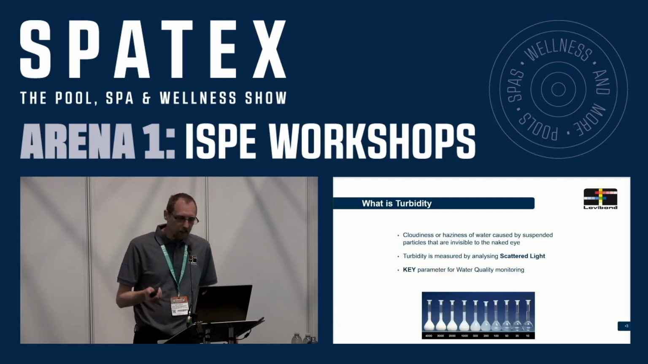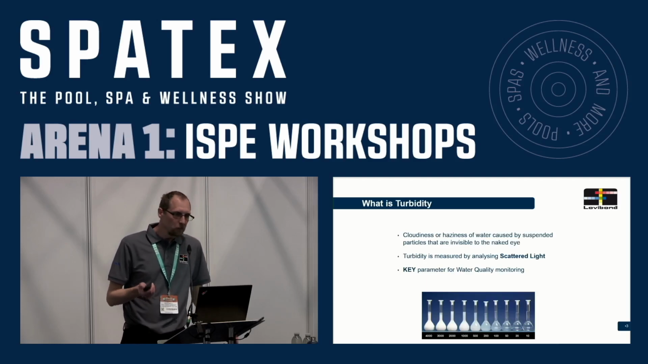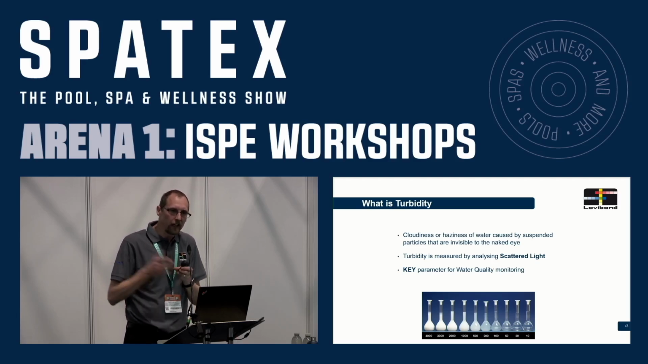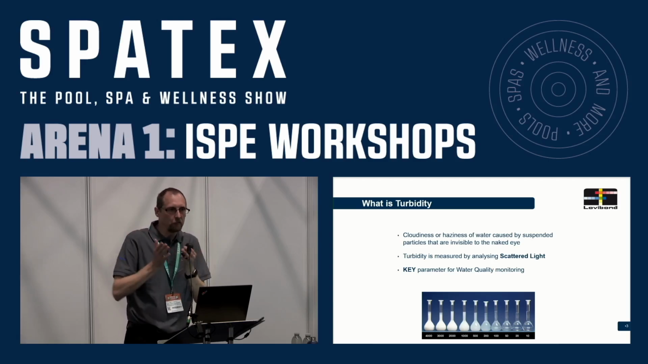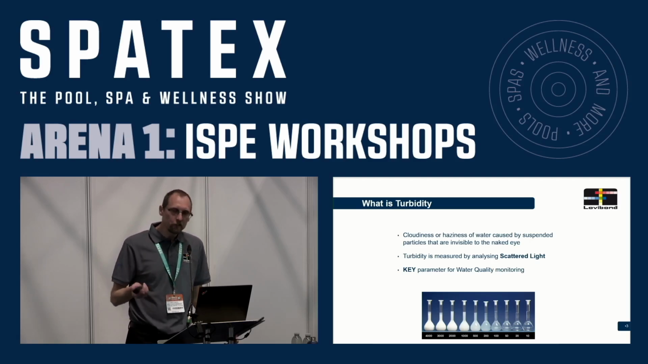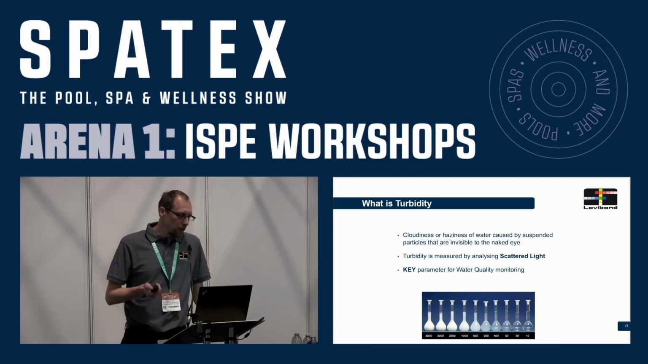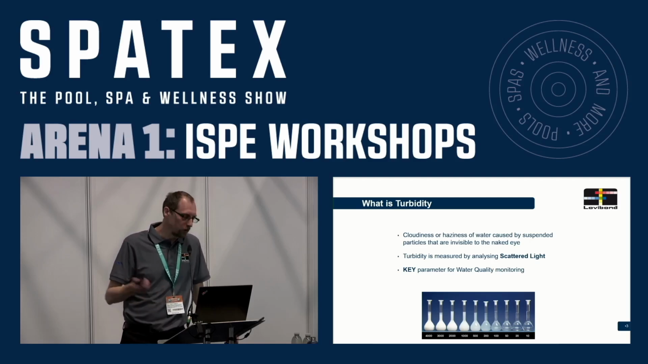So turbidity is all about cloudiness and haziness of water. Rather than looking at transmittance or absorbance, like we would do for some of the other tests like chlorine or pH, we're looking at how the light reflects or refracts or scatters from the particles within a sample. So we're measuring scattered light, and it's a key parameter for water quality monitoring, not only in swimming pools but in drinking water and wastewater and other applications too.